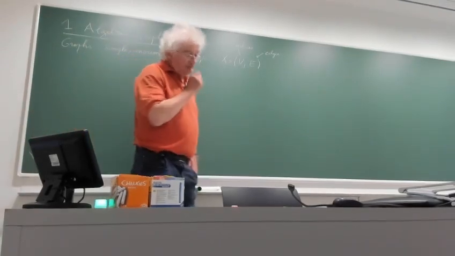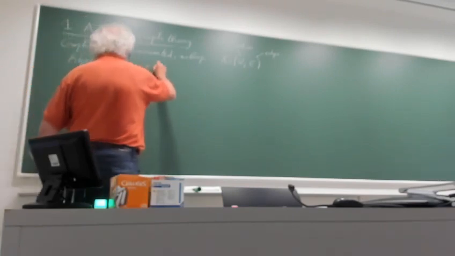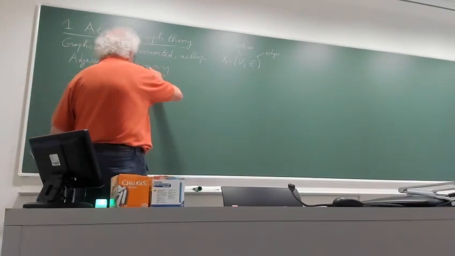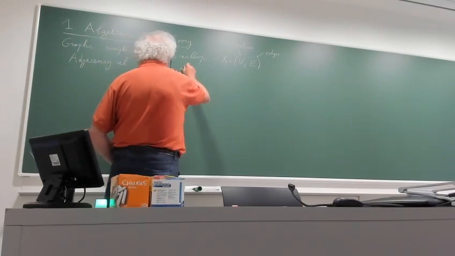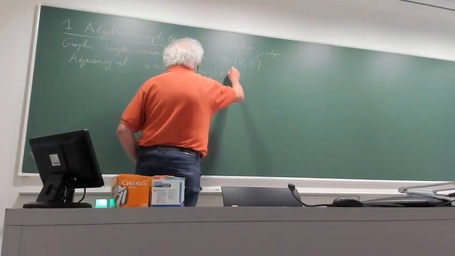And so we have the adjacency relation, which we denote by tilde, and we say that x is adjacent to y. This means that the subset xy is an edge.